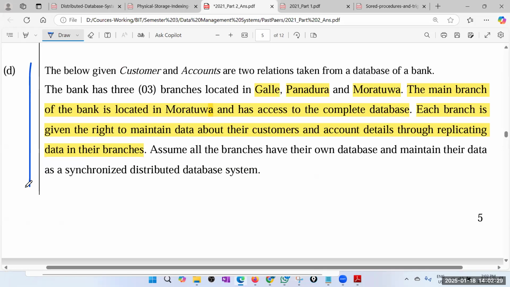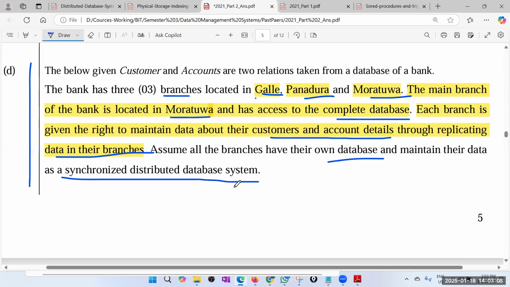The below given customer and accounts are two relations taken from the database of a bank. The bank has three branches: Galle, Pandura, Moratuwa. The main branch of the bank is Moratuwa, right? And has access to the complete database. Moratuwa branch, the head office, has full access. Each branch is given the right to maintain data about their customer and account details through replication of data in their branches. Assume all the branches have their own database and maintain their data as synchronized distributed database systems.